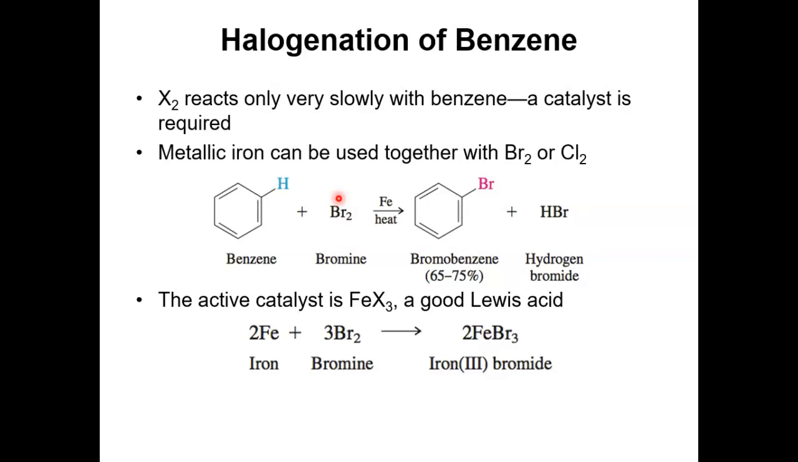Because Lewis acids, by definition, are electron pair acceptors. So if you add a Lewis acid, the Lewis acid will try to steal electron density away from your electrophile, then the electrophile will be more electron hungry. That's the general idea. So there are a few Lewis acids that can be used for that purpose.